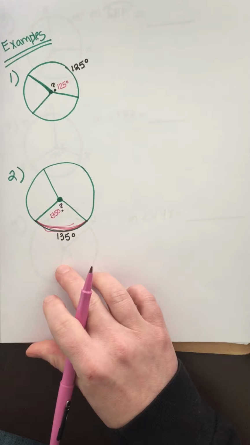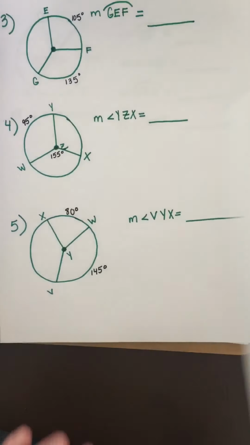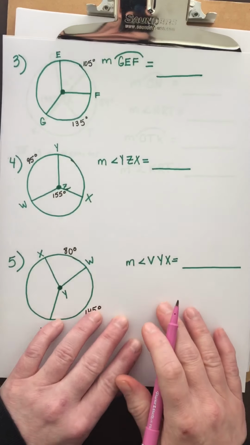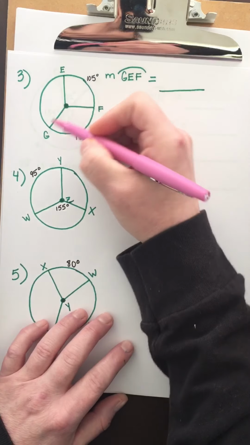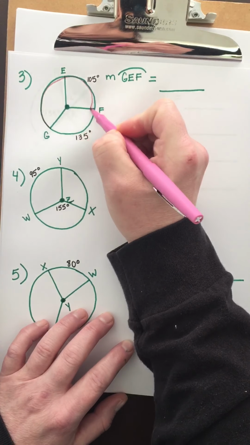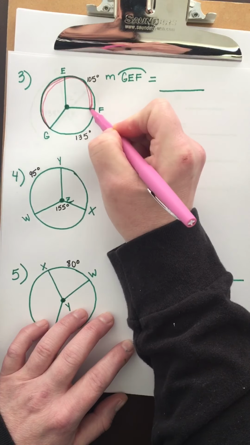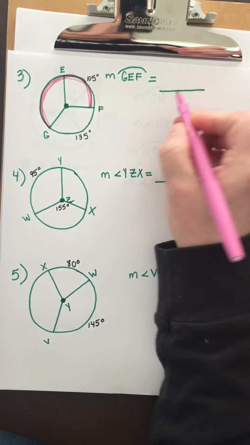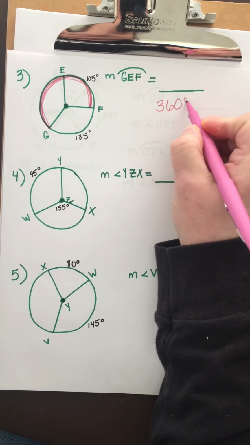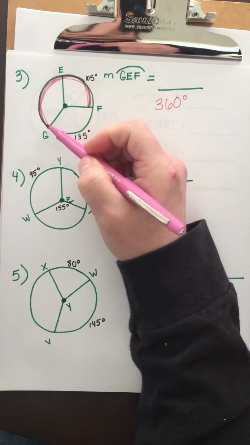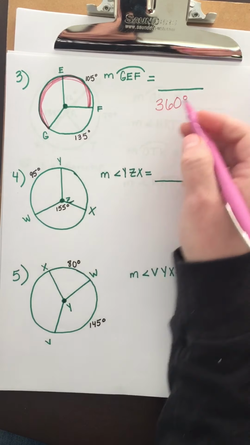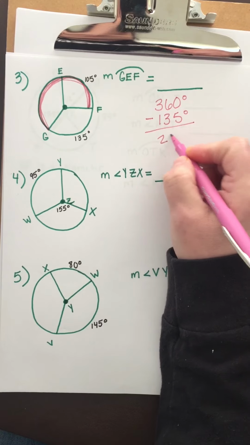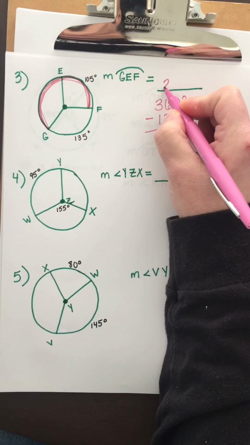Let's kick it up a little notch. All right, it wants me to find the measure of arc GEL. So here is GEL. I kind of like to mark it so I know what I'm looking at here. So this is a major arc. So to find the measure, I want to take 360 degrees and then subtract this section that's not a part of this, correct? So I would subtract 135 degrees, and that would give me 225 degrees.